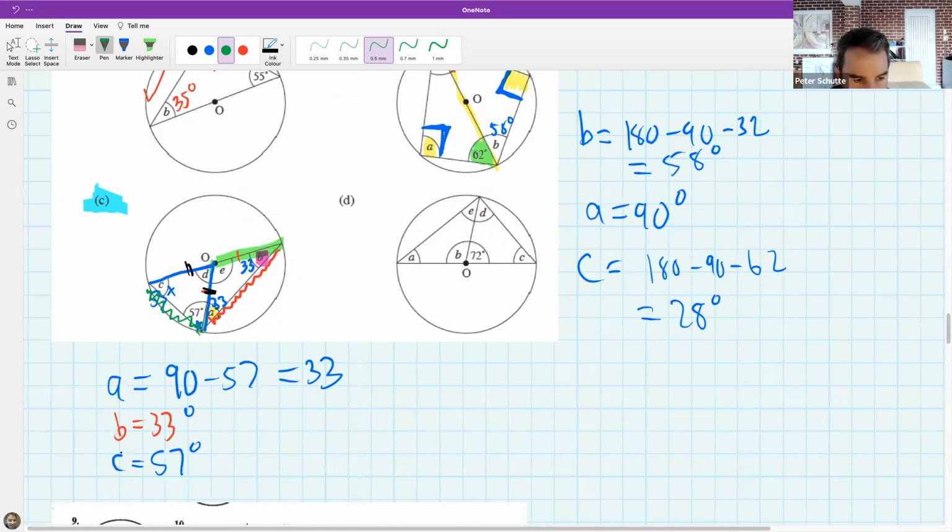Only the blue ones are the radii. So only the blue and this one over here are radii. The green and the red one are chords in the circle. So they're not all radii. Okay, good question though.